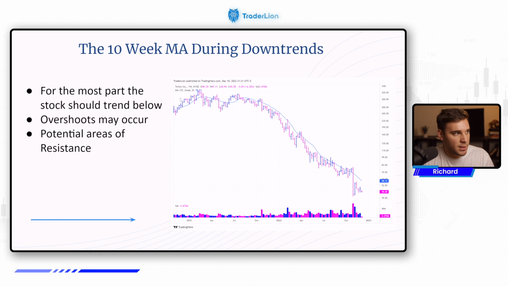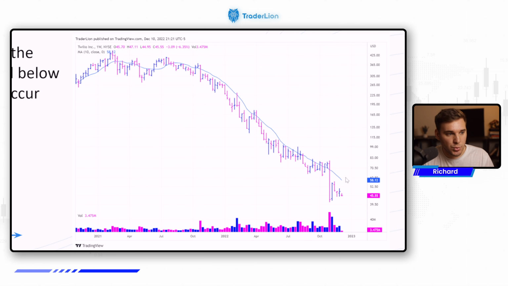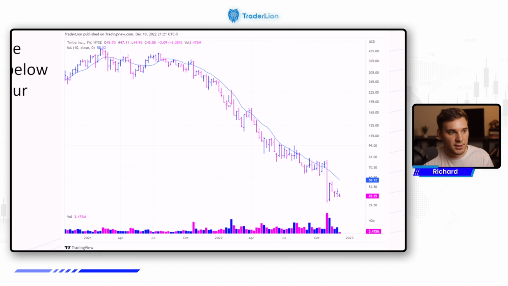During downtrends, it's very similar. For the most part, the stock should trend below this moving average here. We've got Twilio in 2022. A lot of growth stocks look exactly like this chart right here. And there may be some overshoots above it, but for the most part, this should be a spot of potential resistance. And the stock has been rejected multiple times from this key moving average, as you can see, going back in its history after it initially failed its move up. Here we've got a consolidation phase. This transitions to a downtrend, and that's where we see all these rejections. So it's kind of a mirror image of an uptrend. Here we're below a declining 10-week moving average.